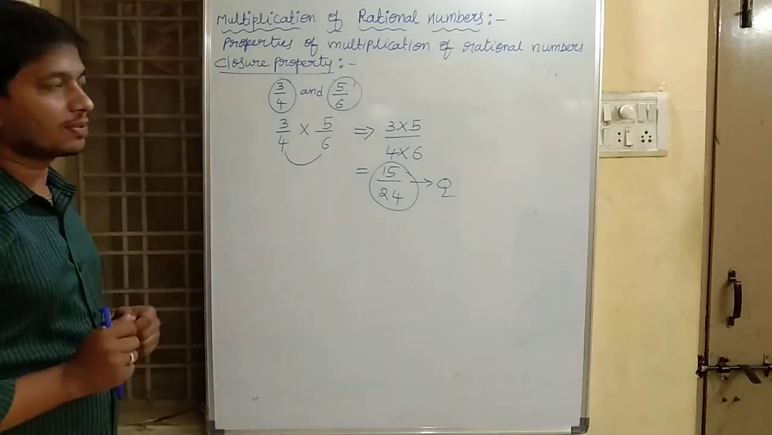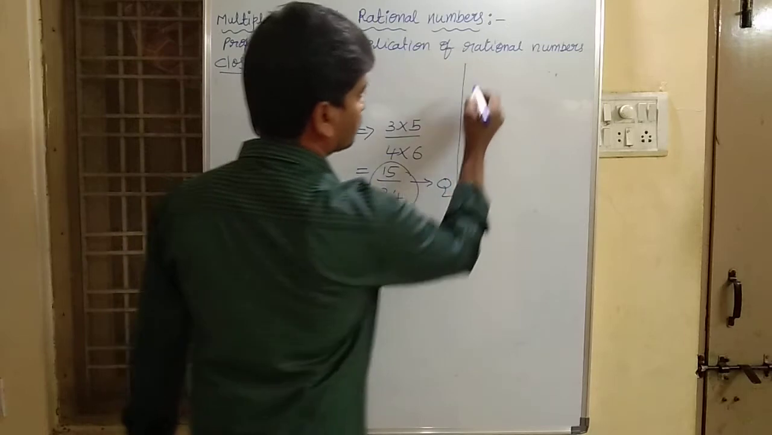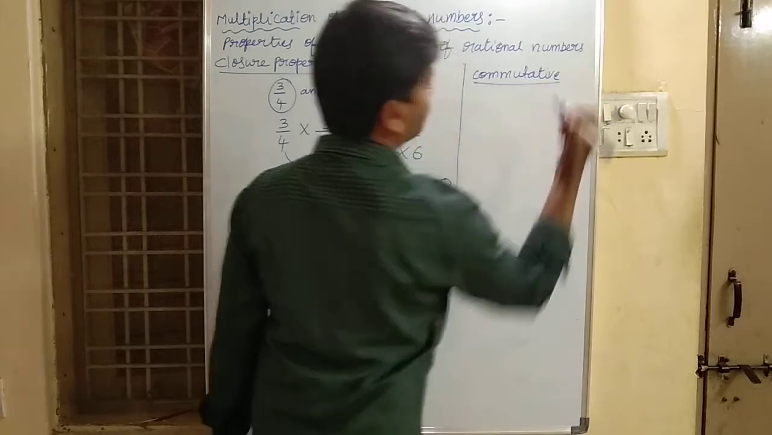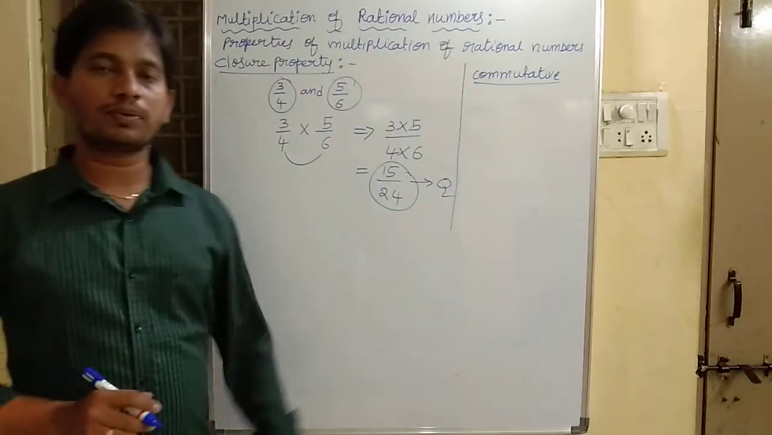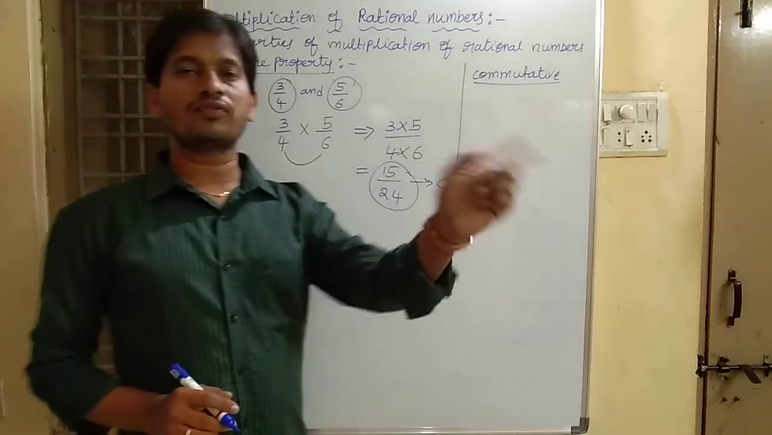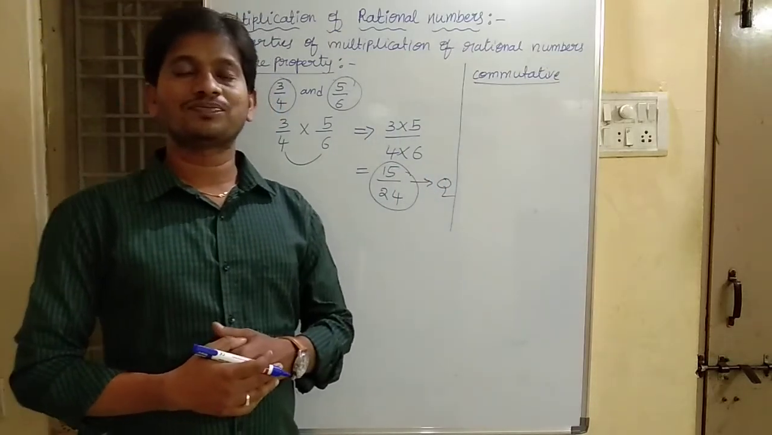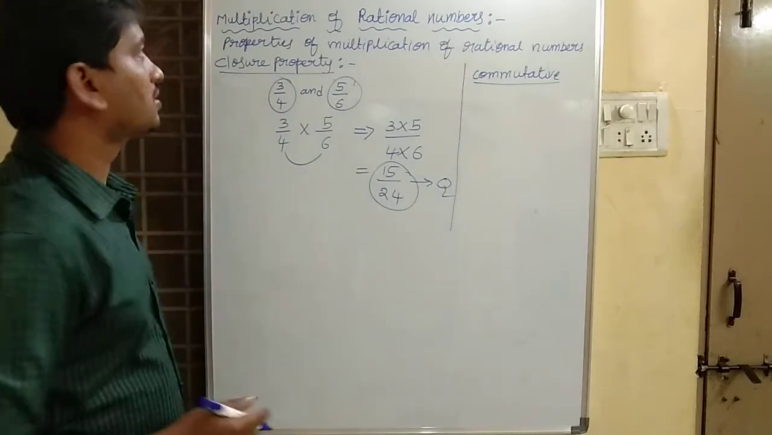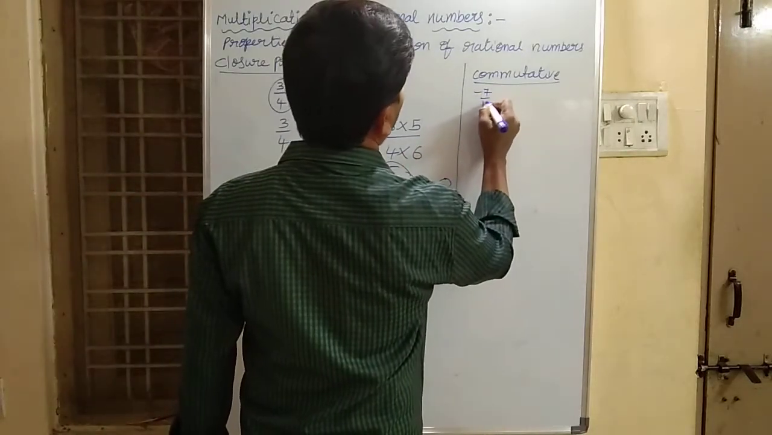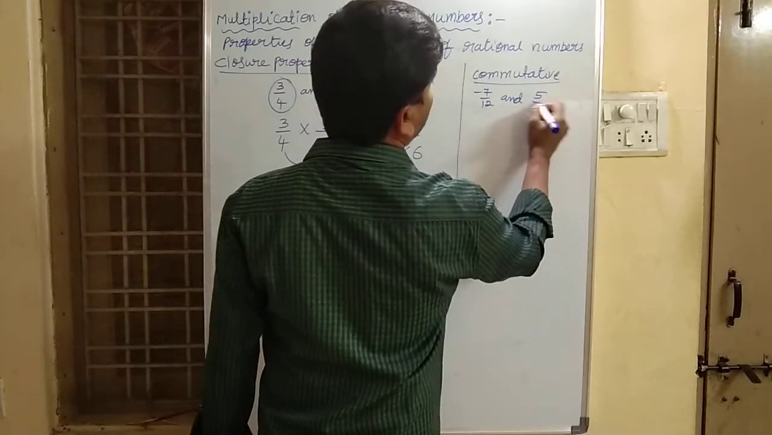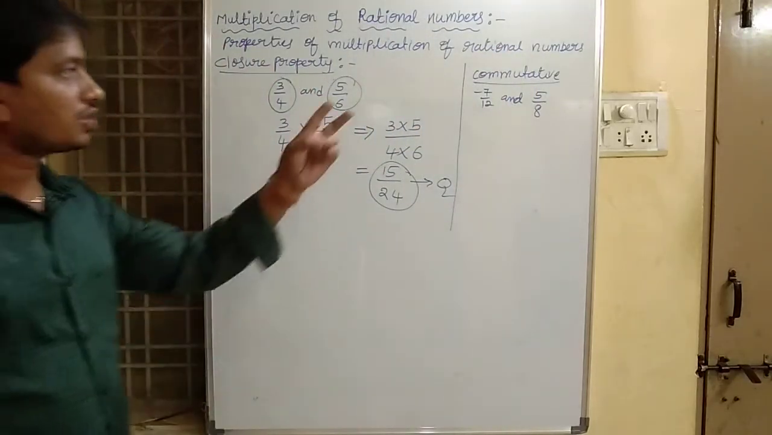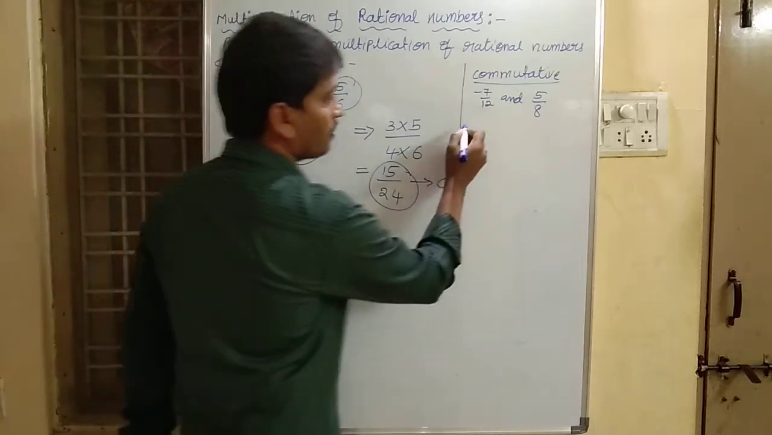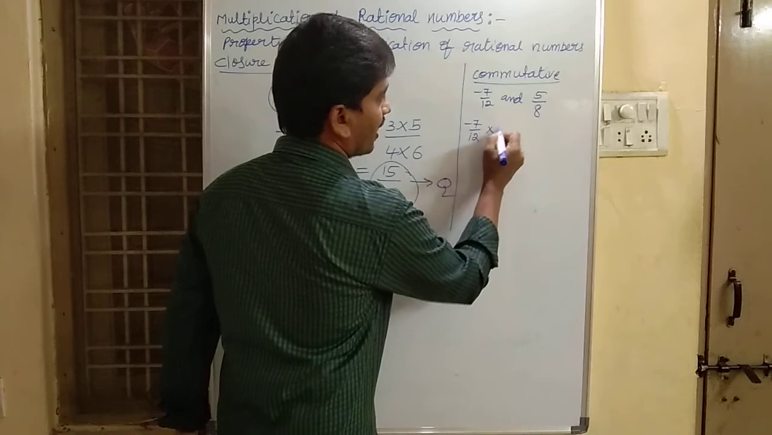Okay, now let us discuss commutative property. What do you mean by commutative property? If we change the order of the numbers, the result will also be the same. Let us consider two rational numbers, for example, minus 7 by 12 and 5 by 8. First of all, let me multiply minus 7 by 12 and 5 by 8.